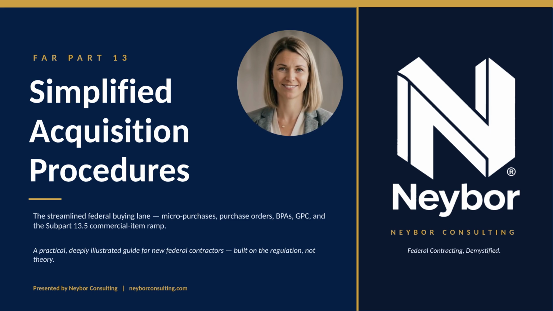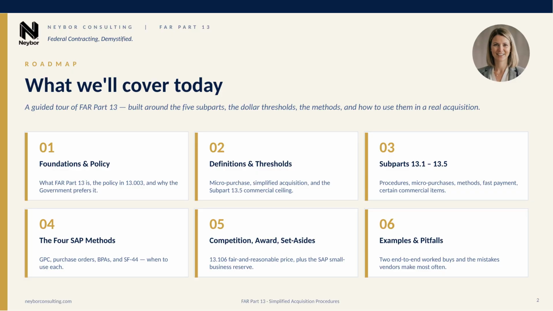Let's begin. Here's our agenda. We start with foundations, what FAR Part 13 actually is, the underlying policy, and why every contracting officer reaches for it first. Then we lock down the definitions and the thresholds that drive every decision in this part of the FAR. After that, we walk through all 5 subparts, from the procedures in 13.1 through the simplified procedures for certain commercial items in 13.5.